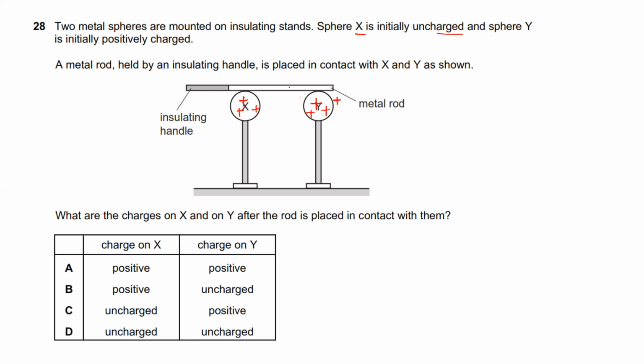As soon as you place the rod, the static charges are transferred to sphere X. Both of these spheres will have positive charges. For example, if this sphere has 4 charges initially, 1, 2, 3, 4, after the rod is placed, this sphere will have 2 each. So the charges will be equally distributed, and both will be positively charged. So answer A will be the best choice we have.